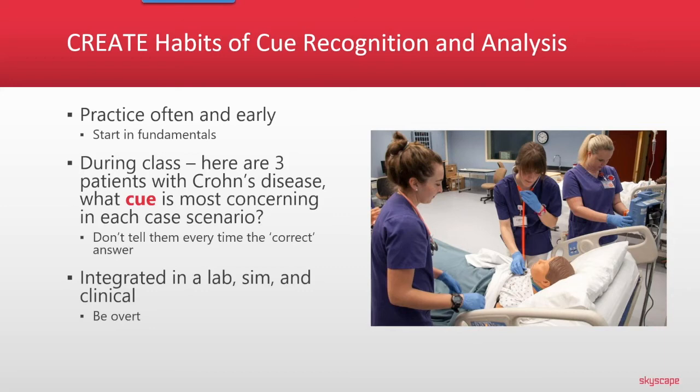Could there be a Foley catheter bag sitting on the floor? Could there be a call light that's fallen off the edge of the bed and the patient can't reach it? Have your students identify those cues the minute they walk into that lab setting. You can also perform this during class. There are 3 patients with Crohn's disease. What cue is most concerning in each scenario?